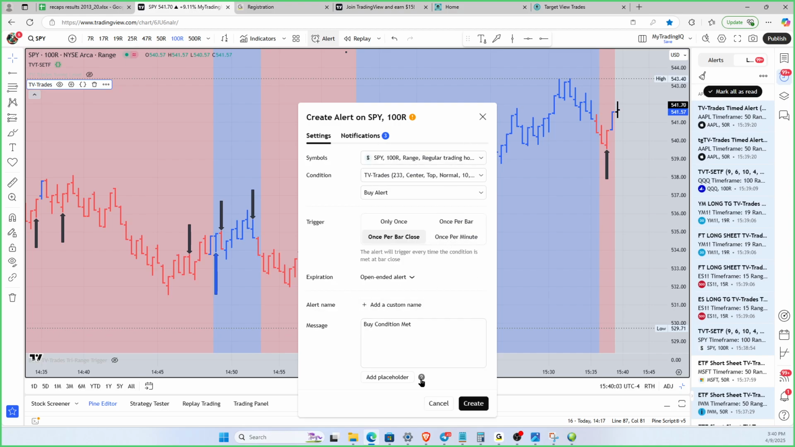You can just go with the defaults, but you don't want to do only once. You don't want to do once per bar. You don't want to do once per minute. You want to do once per bar close, because on range bars, nothing happens until bar close. So if you do it once per bar close with a range bar, it happens every time. On bar close, everything happens at once. And that's where you would have to do it.